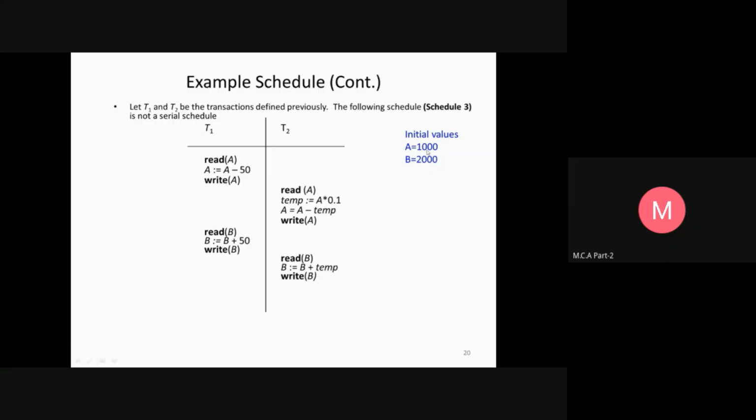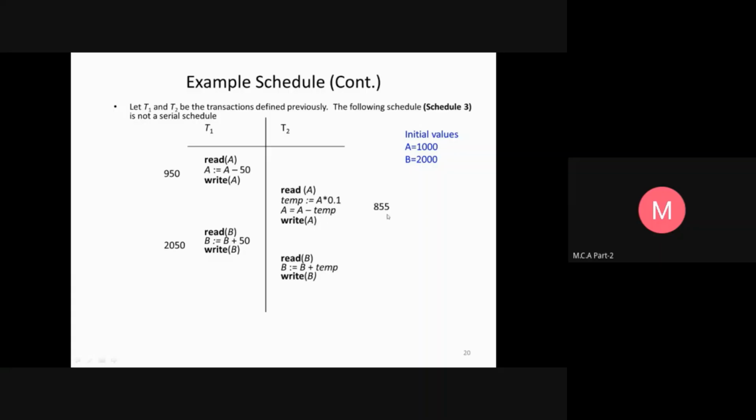So we start off with reading A. The initial value is 1000, and we modify A by 50, and then we write A. So this value of A becomes 950. Okay. Then transaction T2 takes over and it reads A. Now, if you look at this, transaction T2 is following the write of transaction T1. So it reads the amount that was written by transaction T1. So it reads A as 950. Okay. So then it modifies A again and it writes A, and it writes A to be 855.